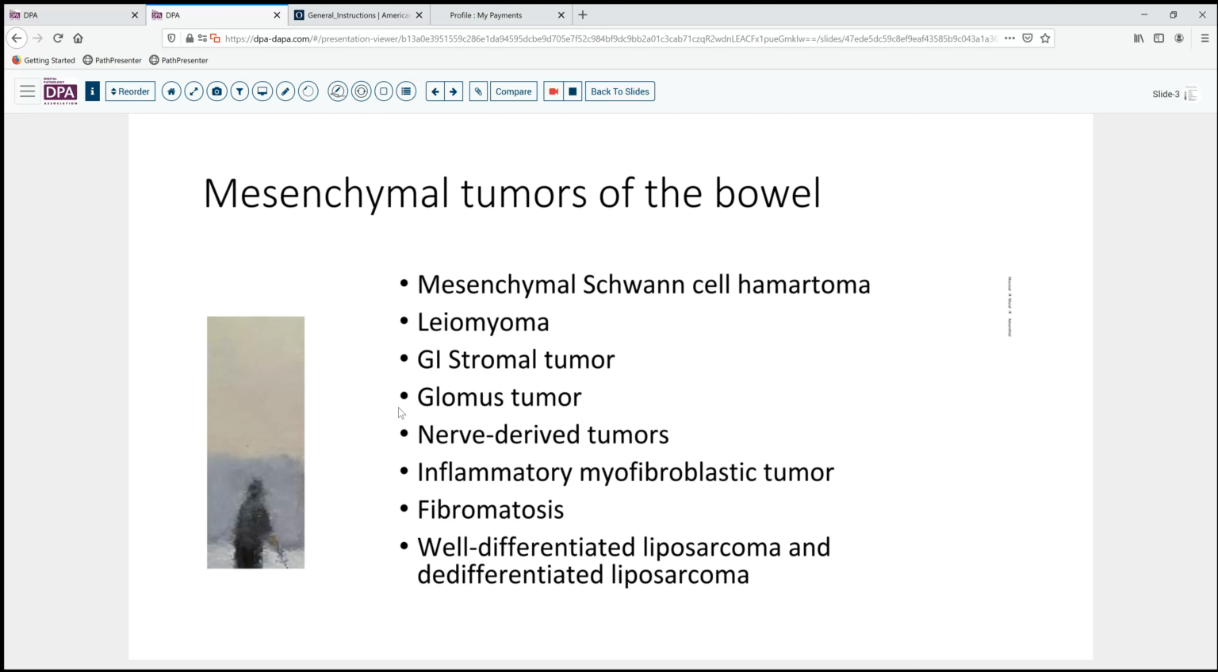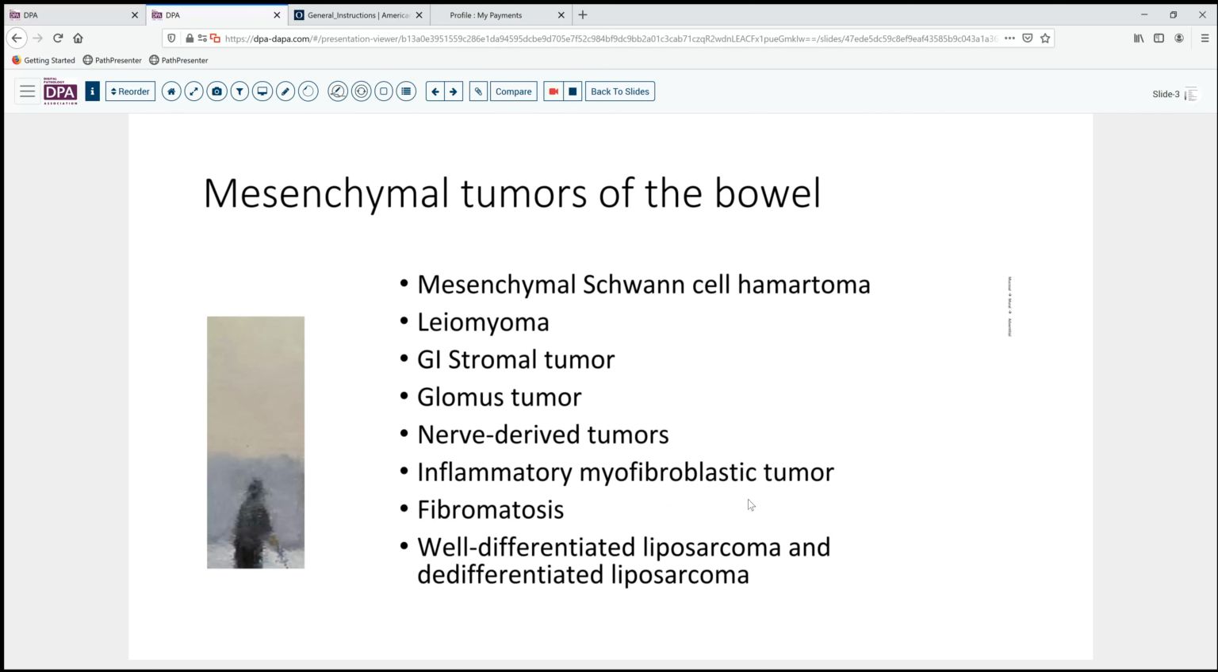GI stromal tumor and glomus tumor are tumors that tend to be centered within the muscularis. And so these are tumors that generally have their epicenter within the muscularis propria. Certainly either one of them can have a spindle cell morphology, such as we see in this case. There are occasional nerve-derived tumors, peripheral nerve tumors, both benign and malignant, and those can, again, present pretty much at any level, although most commonly concentrated in the bowel wall because of the location of the myenteric plexus.